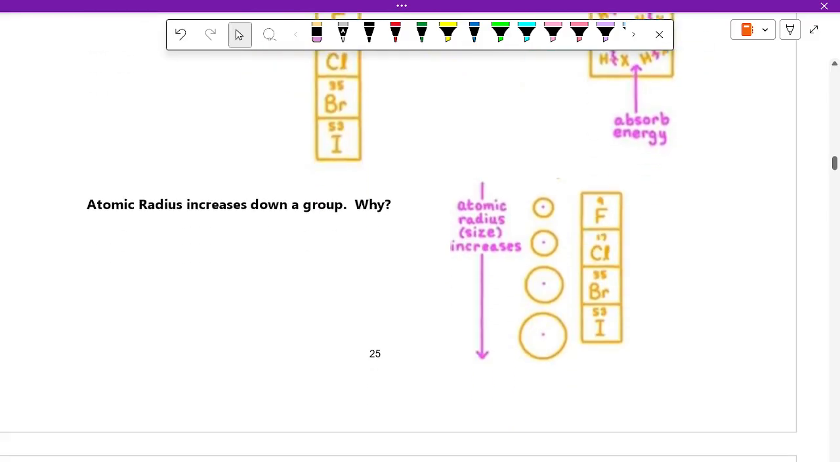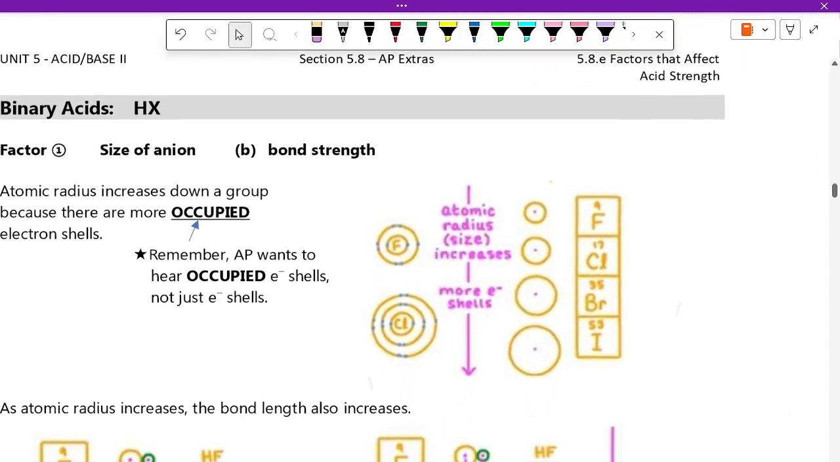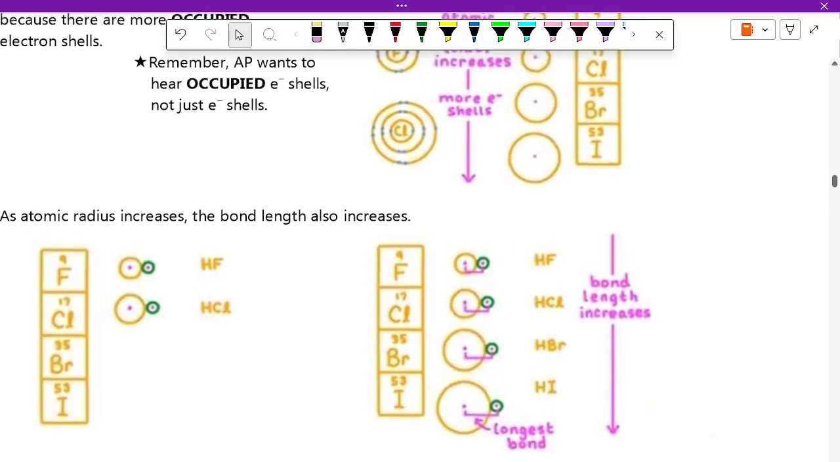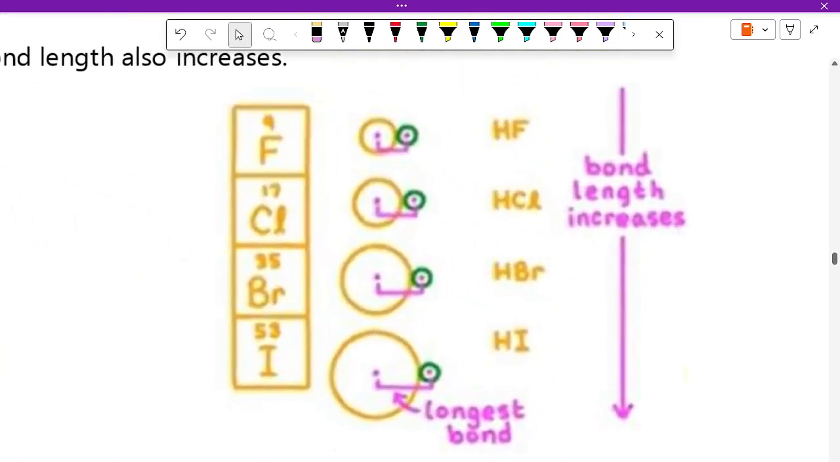Atomic radius increases down the group. Remind me why. More occupied shells. Okay, so here we go. You can see that it's getting bigger and bigger. Oh, look, so much better drawings than mine. You can see that the bond length is getting bigger and bigger.